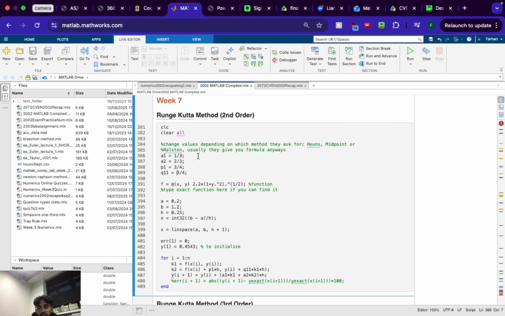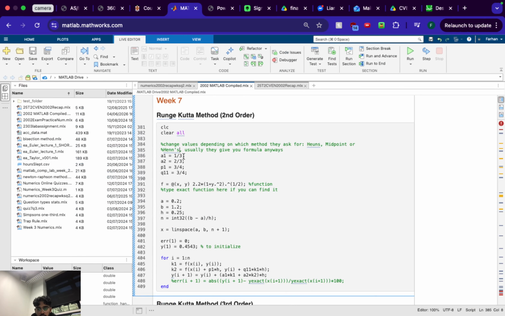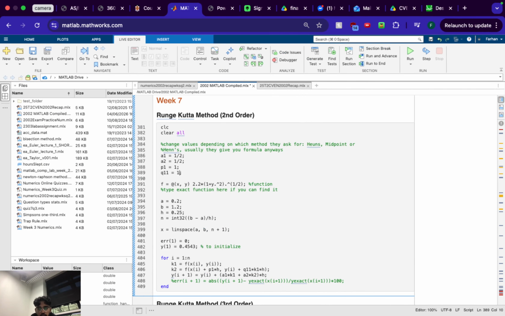Over here right now, what I've inputted is Ralston's method. They'll always usually give you the formula anyway, so don't stress. At the end of the exam, they'll give you the formula. So let's say I want to use Heun's method. Then I'll have to change everything to a half and 1. So that becomes a half. That becomes a half. That becomes 1. And that part's done. The rest should run properly.